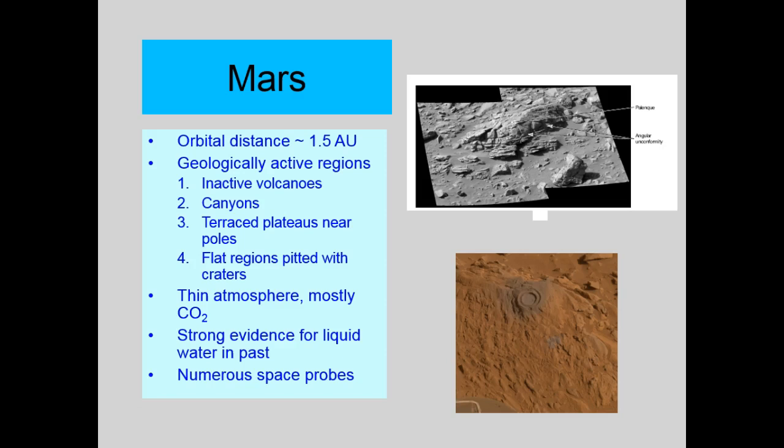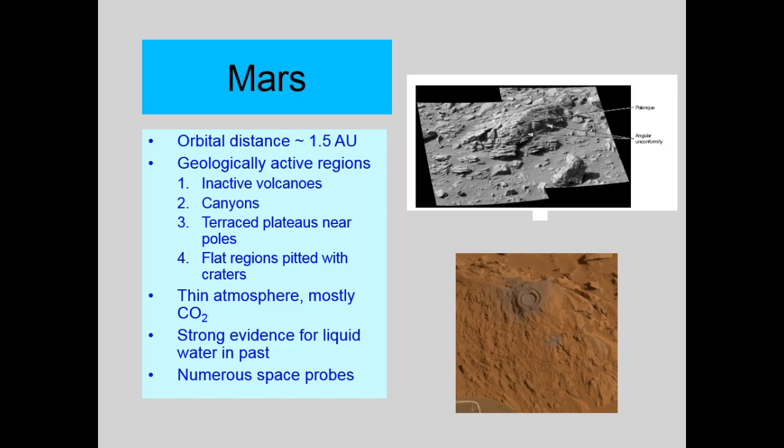Okay? Now what's more, we know water is still on Mars, but none that we know of on the surface. It's all ice near the poles. Okay? Now, terraced plateaus near the poles. So at the poles, you have these higher regions, terrace-like. Again, usually you think of caused by water erosion, but maybe not always. That may be the geological activity.